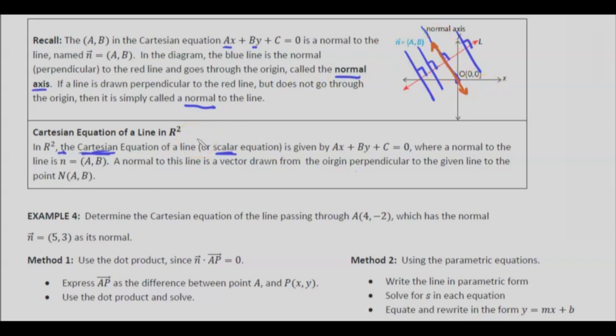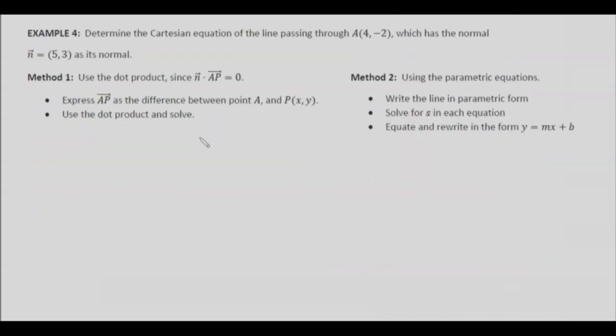Okay, let's take a look at example 4. Determine the Cartesian equation of a line passing through this point A, which has the normal vector n equals (5, 3) as its normal. So there are two methods of how to do this, and we're going to split our page. For method 1, we're going to use the dot product. We know that whatever normal we have, if we dot it with the vector AP, we're going to get 0.